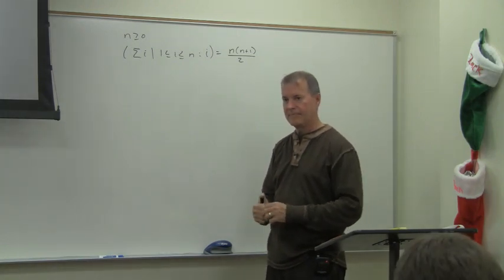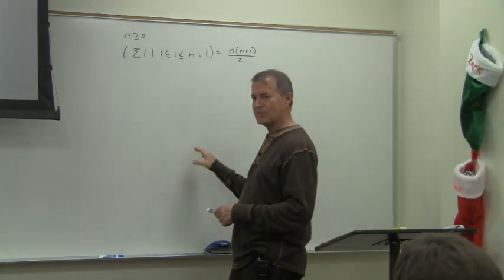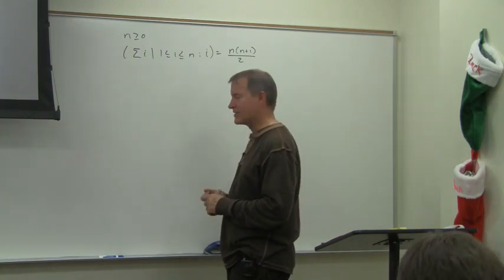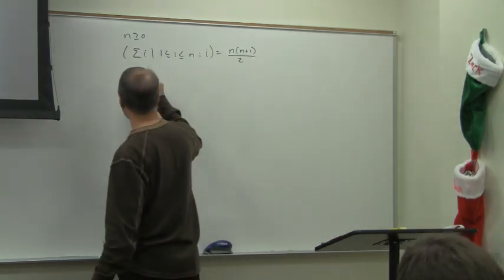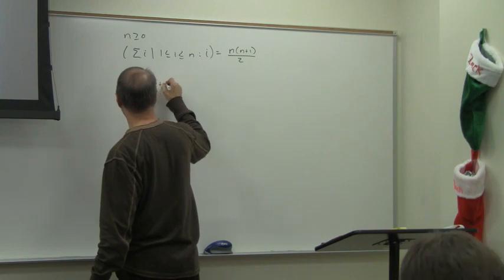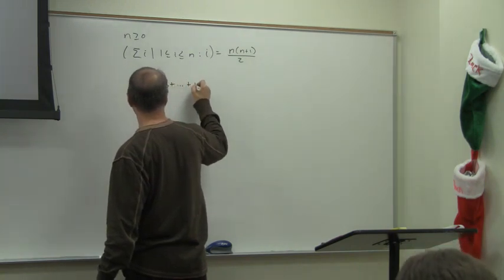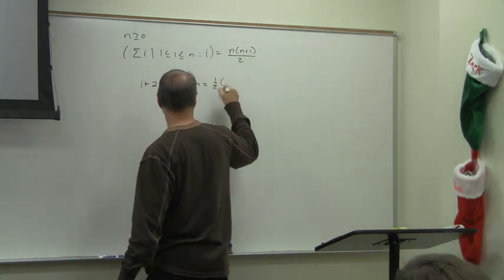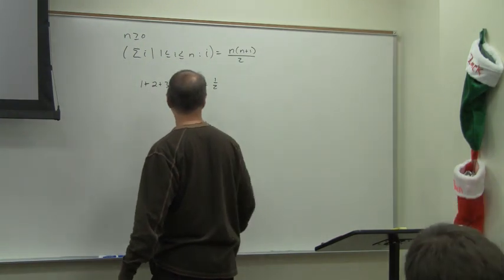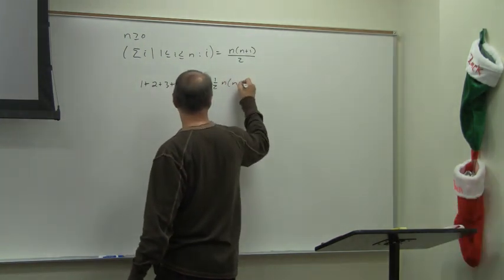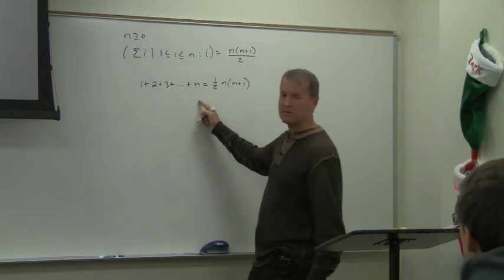That's how you add all the numbers. That's 1 plus 2 plus 3 plus dot dot dot plus n. But what you're proving is that 1 plus 2 plus 3 plus dot dot dot plus n is 1/2 n times n plus 1. Right? This is what you're proving.